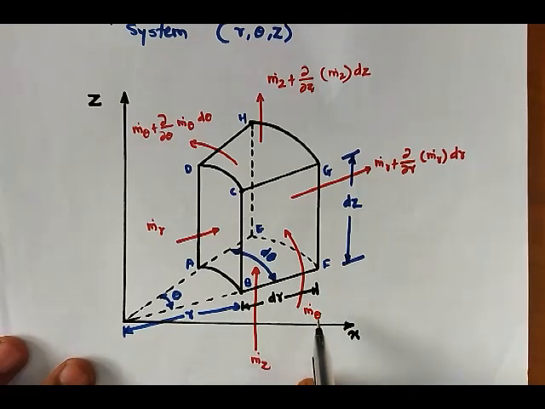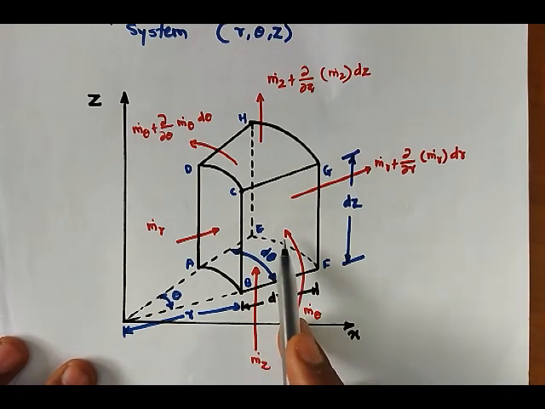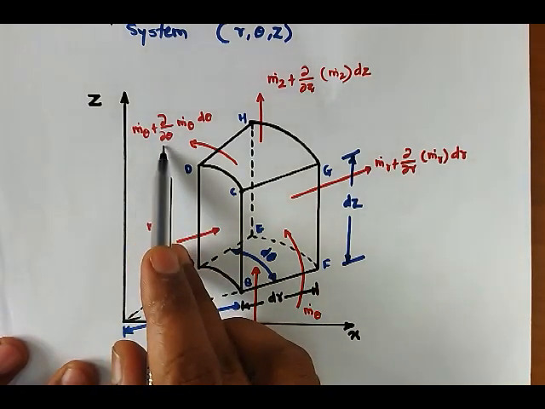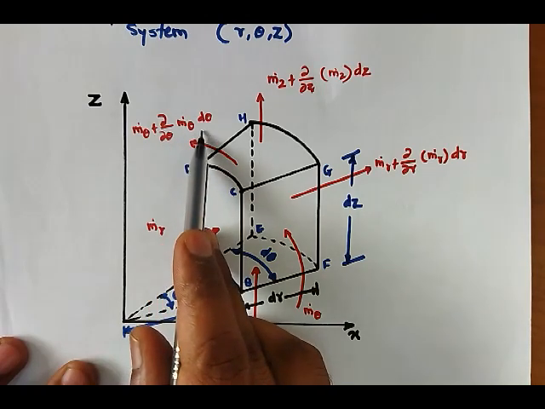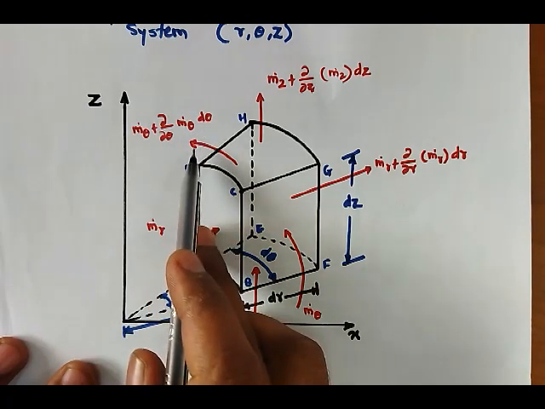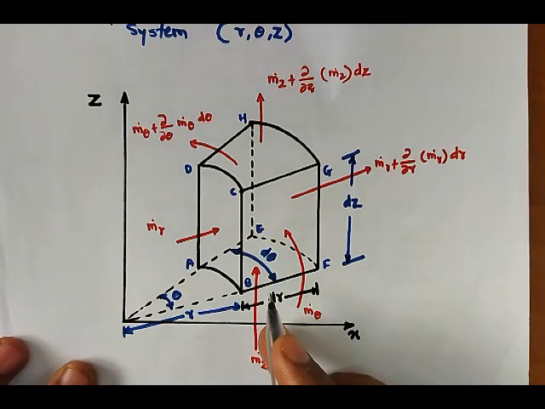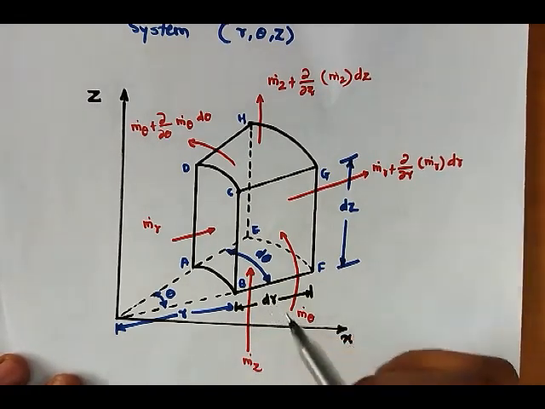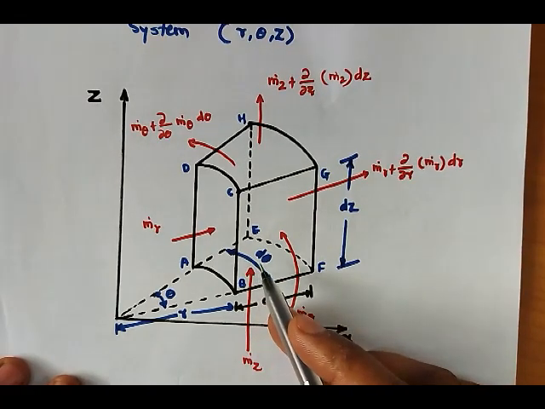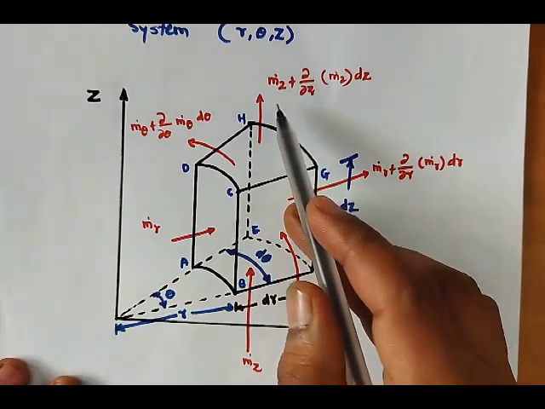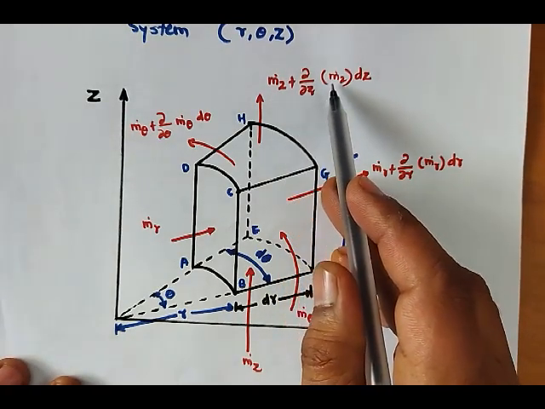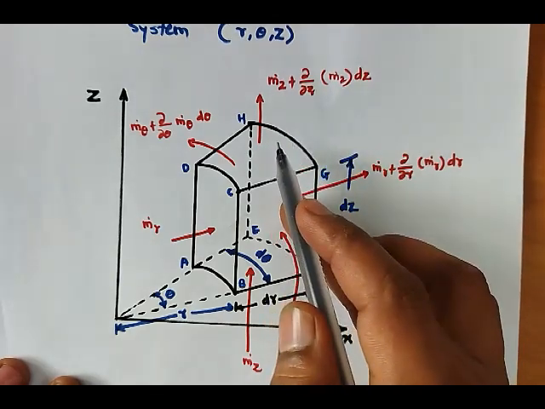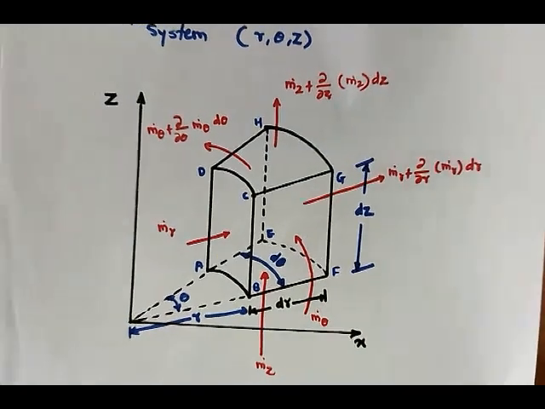Similarly, the mass flow into the angular direction is m dot theta, and we have m dot theta plus ∂/∂theta of m dot theta multiplied by d theta. This is the mass outlet from the angular direction. Now in the longitudinal direction, or the height direction, or the z direction, m dot z will be the input mass flow rate, and m dot z plus ∂/∂z of m dot z multiplied by dz is the mass outlet from the z direction. Okay, so we will start with our derivation.